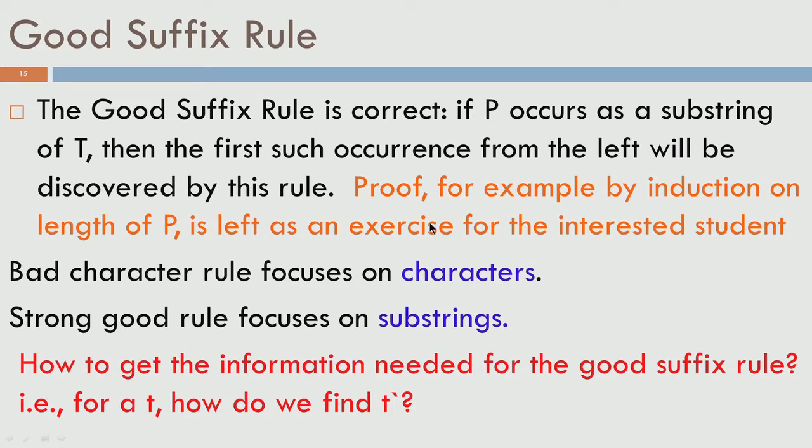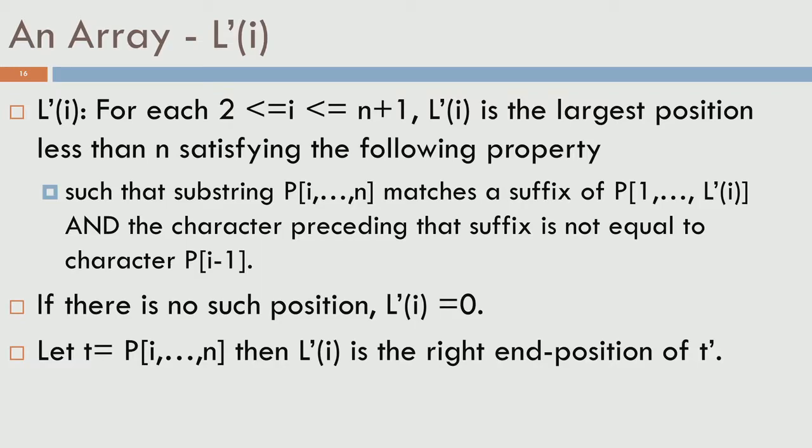This is left as an exercise to the interested student. Now, let us just step back and take a look at the two rules. The bad character rule focuses on the character mismatch, whereas the good suffix rule uses the substrings and the matches which have happened. Now, to implement the good suffix rule, how does one get t prime for a given t? This is the implementation exercise, and we are going to look at data structures to answer this particular question.